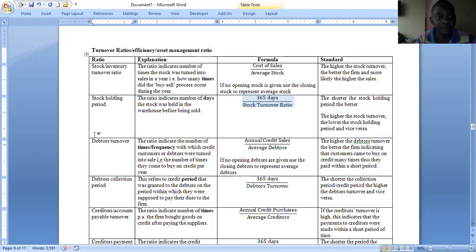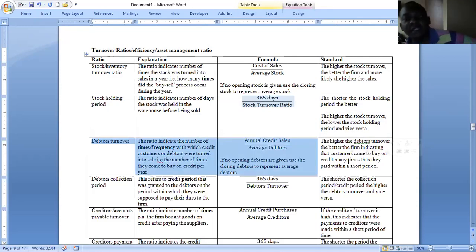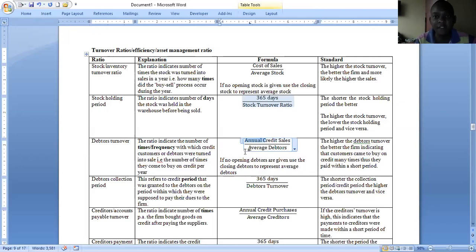Then we have the debtors turnover ratio. The debtors turnover ratio measures the frequency in which the debtors paid their debts, the frequency with which credit customers were turned into sales. The debtors turnover ratio is equal to the credit sales divided by the average debtors. The higher the debtors turnover ratio, the more efficient the business is.